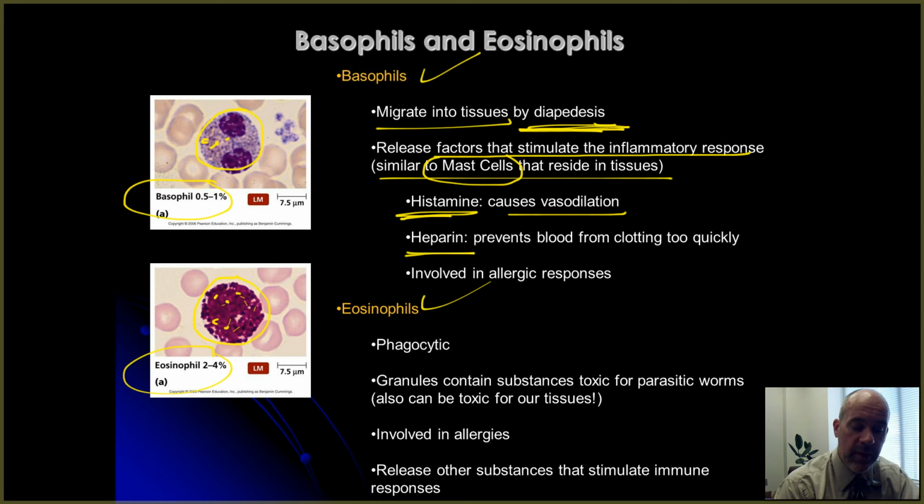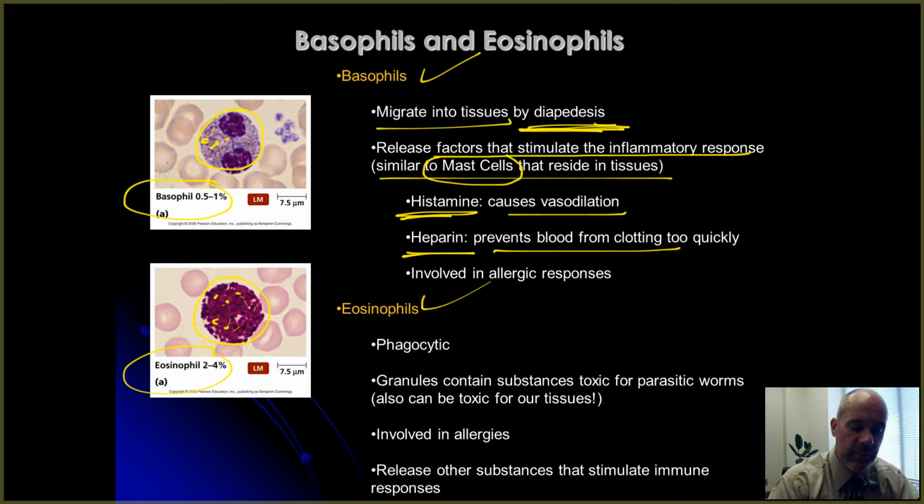And then you have heparin. That's a chemical that actually prevents blood from clotting too quickly, which might sound kind of the opposite of what you would expect to happen. But at first, when you have an injury or an infection in a tissue, you don't want the blood clotting so quickly that white blood cells and other important substances in the blood can't get out of the blood and into the surrounding tissues to help fight the infection.